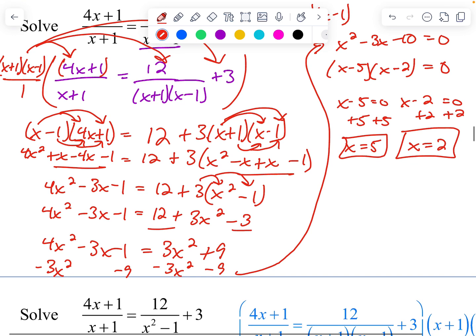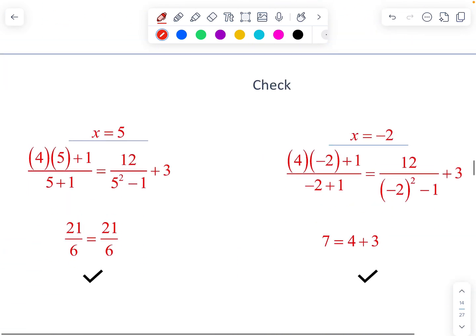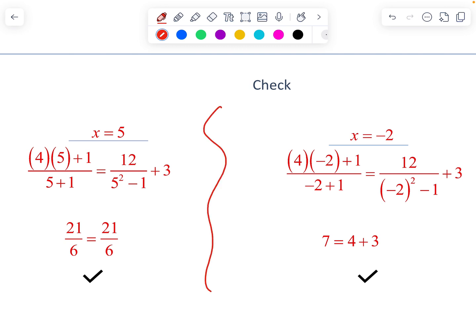Okay, since I got two answers, that does mean we would have to check both solutions. If x equals 5 actually works, and if x equals negative 2 actually works, both of these end up being valid solutions. Here's our work for x equals 5. Here's the work for x equals negative 2. Both sides do end up balancing, so both of these are valid solutions.